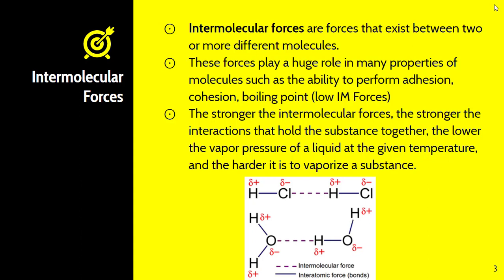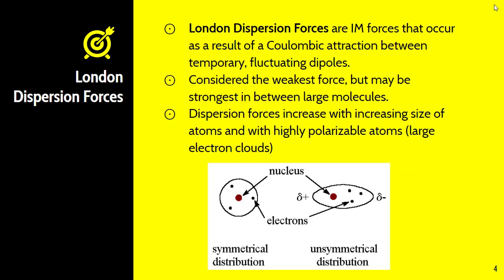So keep these things in mind: intermolecular forces explain a lot of different properties about different chemical compounds. Now, London dispersion forces are typically considered the weakest force, but they may be the strongest in very, very large molecules, in particular biomolecules. London dispersion forces are intermolecular forces that occur as a result of Coulombic attraction between temporary fluctuating dipoles.